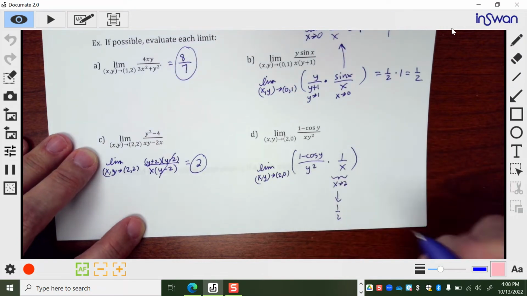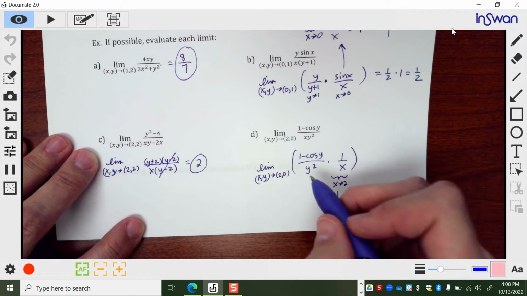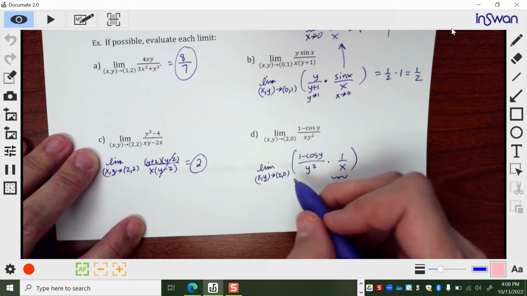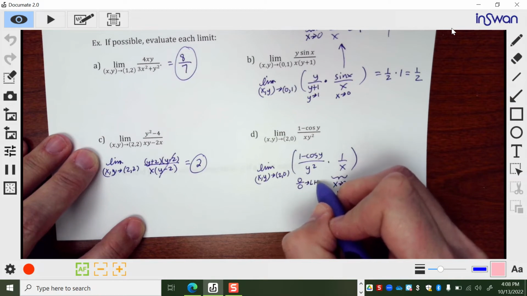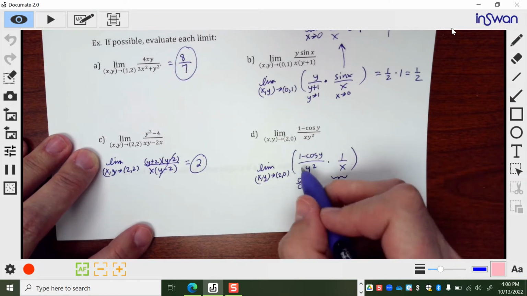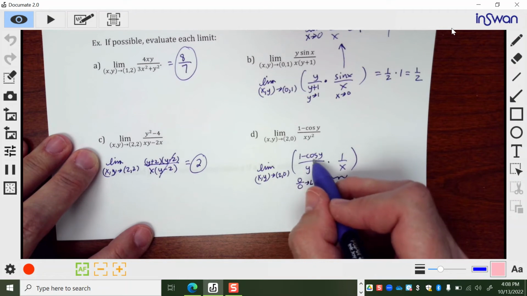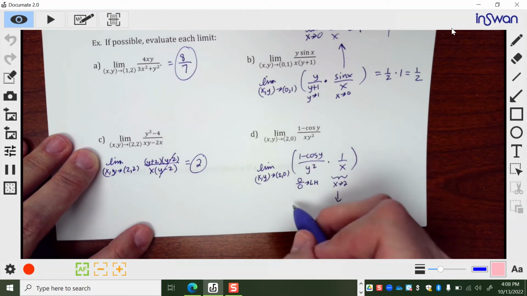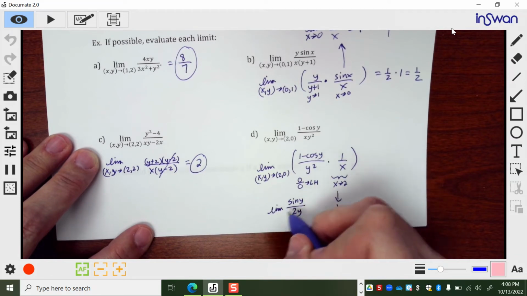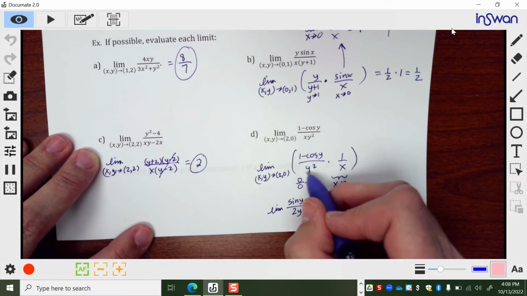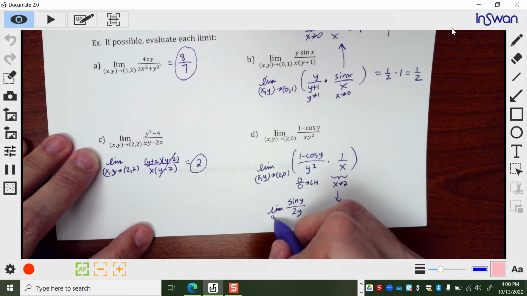Okay, this piece. Well, if I plug 0 in here, I get 0 over 0. So that means we can go ahead and just use L'Hopital's. If I use L'Hopital's, my derivative of 1 is 0. Derivative of cosine is negative sine, but two negatives make a positive. So I get sine of y over 2y. Remember, we're doing just the y's right here, so y is going to 0.